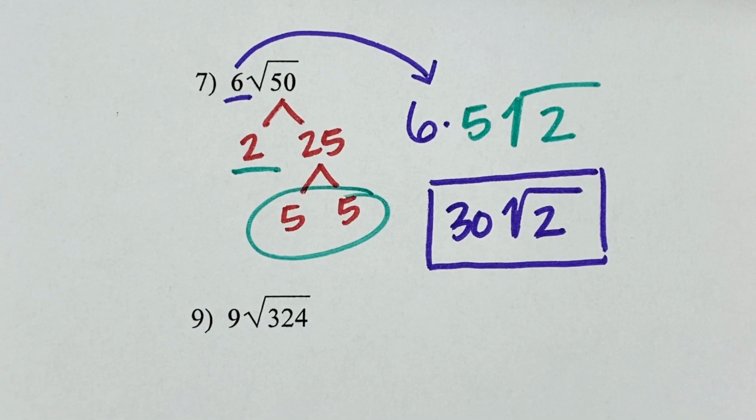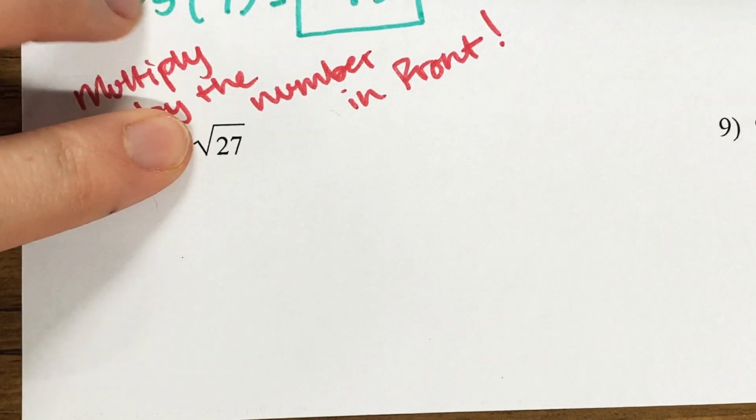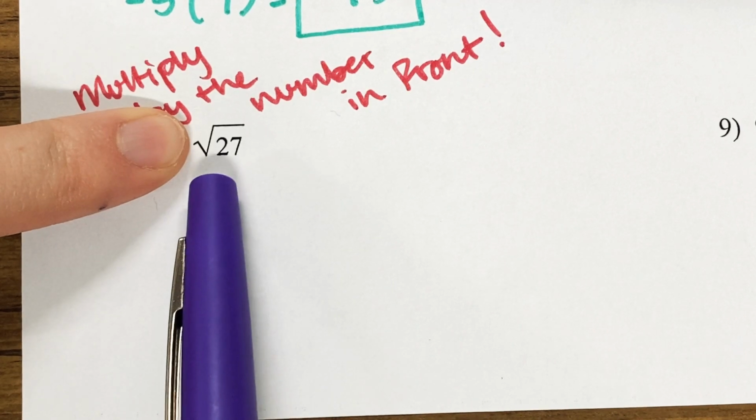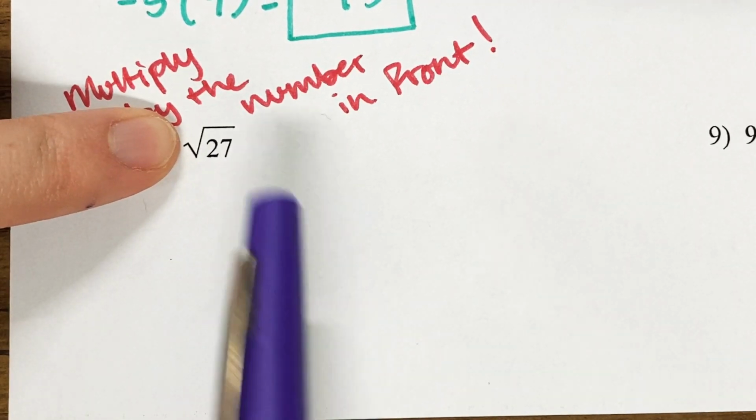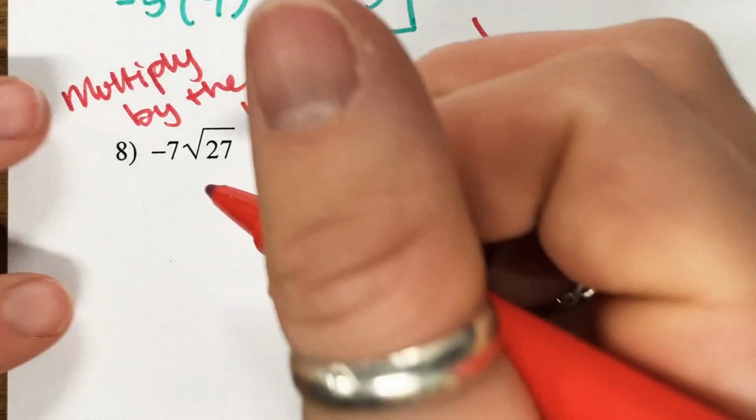Okay, let's do the same thing. 8 and 9 are exactly the same steps. So we're going to ignore the -7 for now. We're just going to pretend like this is a root 27. Well, it's not a perfect square. It wasn't on our list, so we need to divide it up.